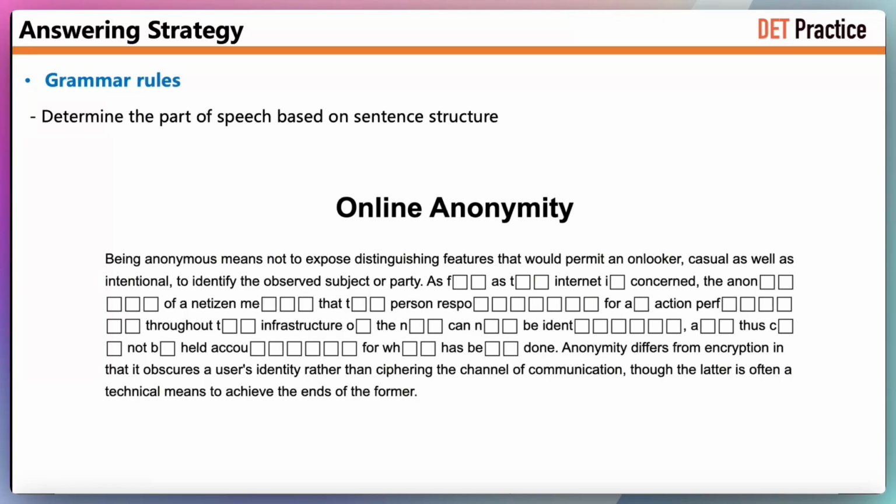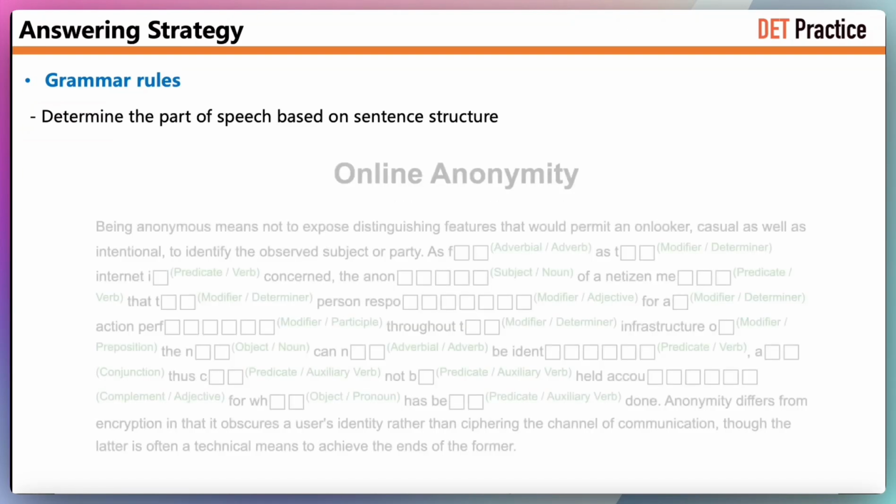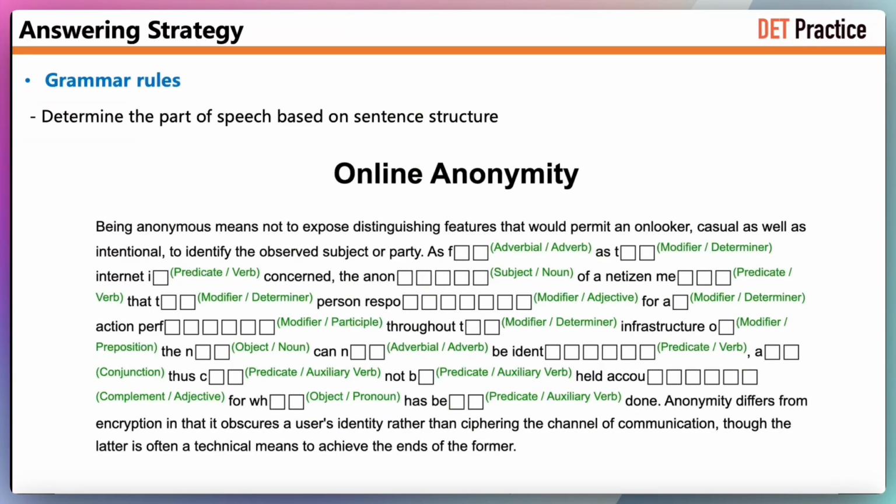Let's quickly look at the blanks in the middle. What parts of speech are we dealing with? We have connecting adverbial phrases, predicate verbs, nouns serving as subjects, adjectives serving as attributes, prepositional phrases, nouns serving as objects, relative pronouns, auxiliary verbs, and so on. Now let's look at the question.